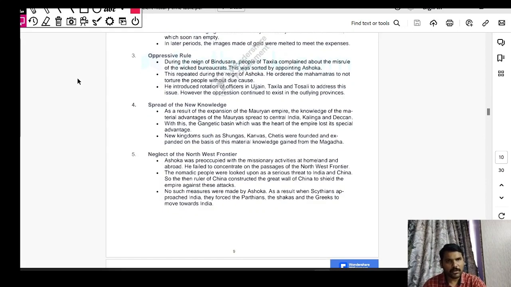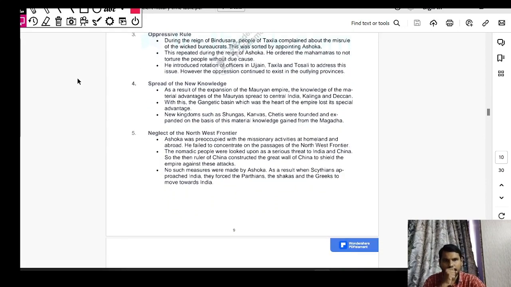Next, neglect of the northwestern frontier. We all know about the Khyber Pass, the northwestern frontier. If you see the Indian map, it is covered by the Himalayas in the north and by oceans on the other three sides. So only that northwestern region, the Khyber Pass, was where all the invasions took place. Even Alexander came through that, but in spite of repeated invasions, no one had taken any initiative to build a wall or some sort of fortification there. So neglect of the northwestern frontier also played a very important role.